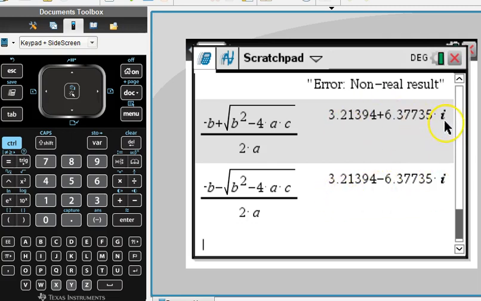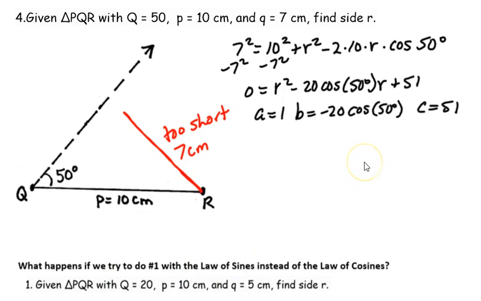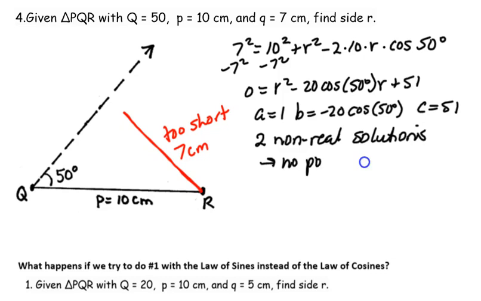Both of these are imaginary numbers, something plus something i. So when you see that imaginary unit, that is the same as a non-real result. So when you get a non-real result, that is what tells you that there's no possible triangle. So two non-real solutions means no possible triangle.